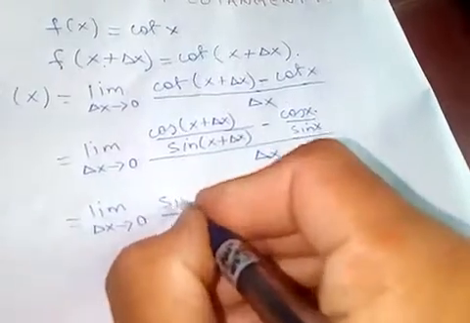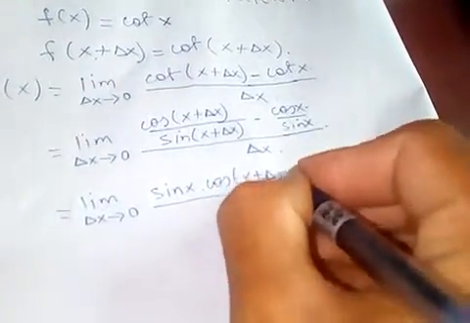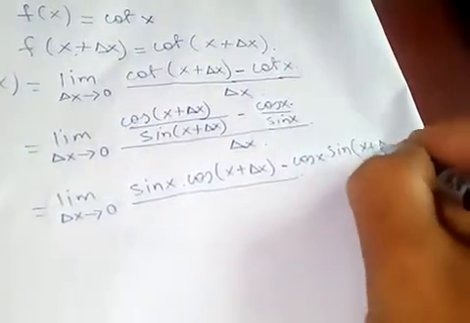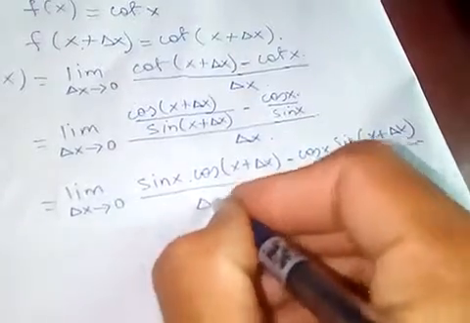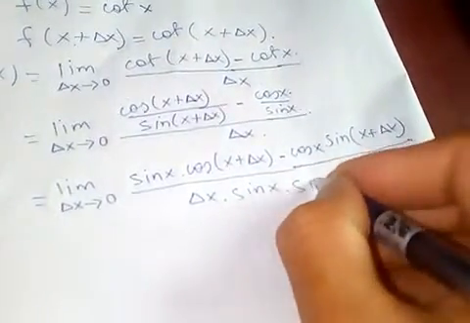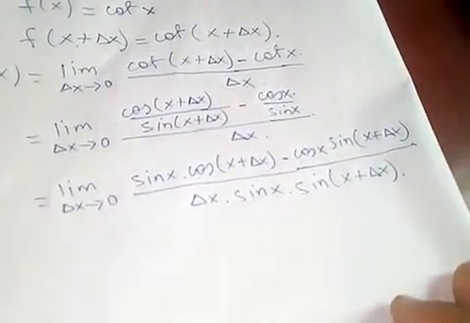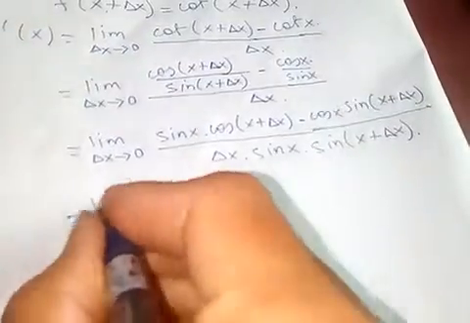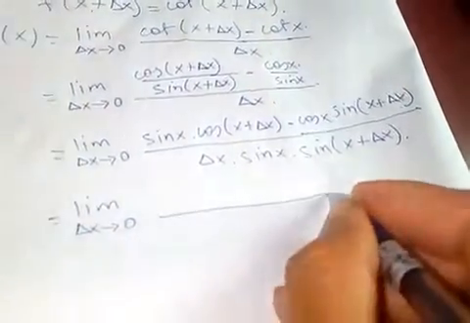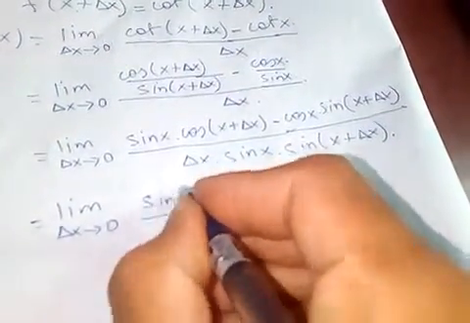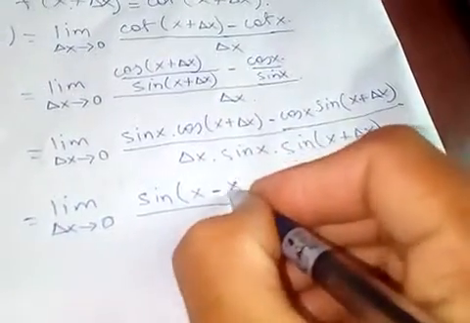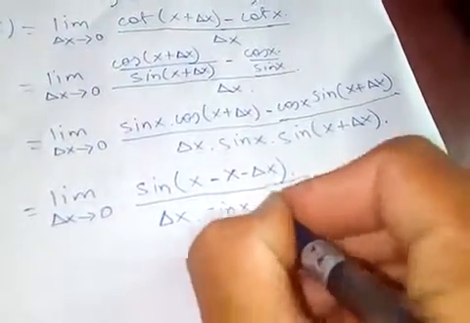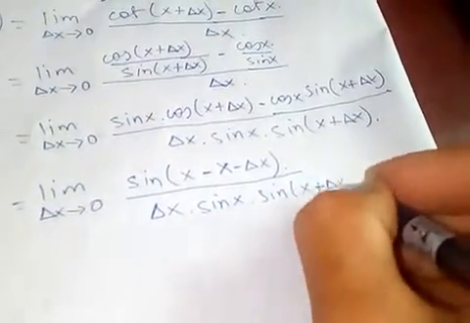And if you simplify, you get sine x cos of x plus delta x minus cos x sine of x plus delta x, over delta x into sine x into sine of x plus delta x. And if you see this, sine x cos of x plus delta x minus cos x sine of x plus delta x is just the same as sine of a minus b, which is sine of minus delta x, over delta x into sine x sine of x plus delta x.